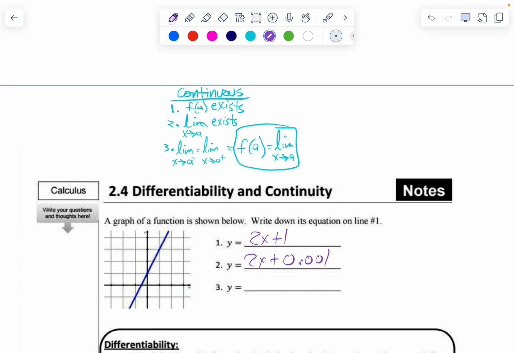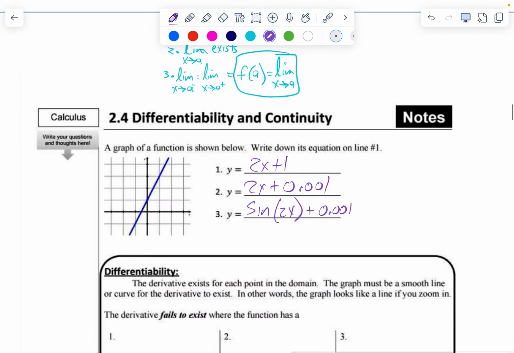Okay, so that function that I showed you is actually this. Write it down. Sine 2x plus 0.001. That was the actual equation of that graph. And we know that a sine curve is continuous, but differentiable, that's the new one. So differentiable, we're going to actually study that or talk about it a fair bit.